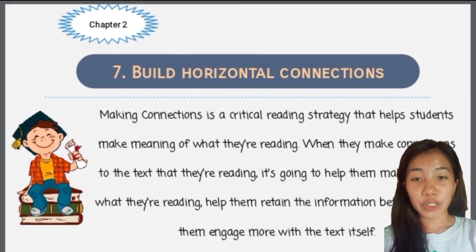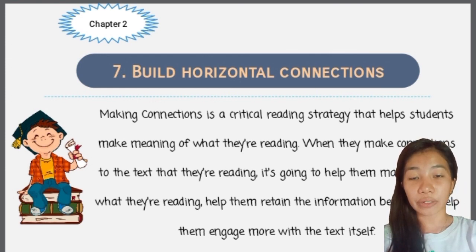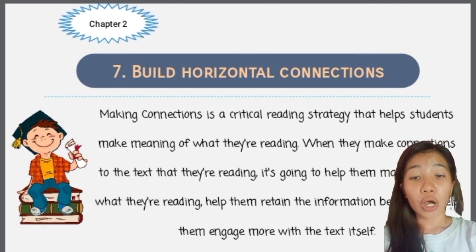And the last principle is build horizontal connections. Making connections is a critical reading strategy that helps students make meaning of what they're reading. When they make connections to the text that they're reading, it helps them make sense of what they're reading, retain the information better, and engage more with the text itself.